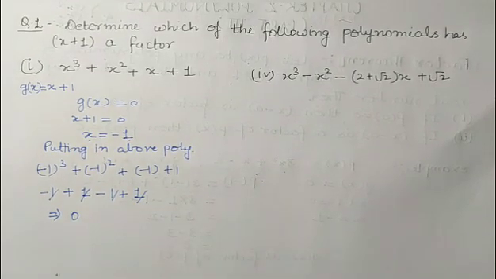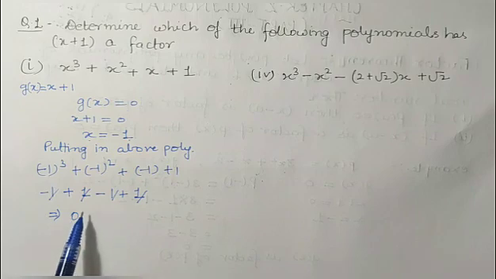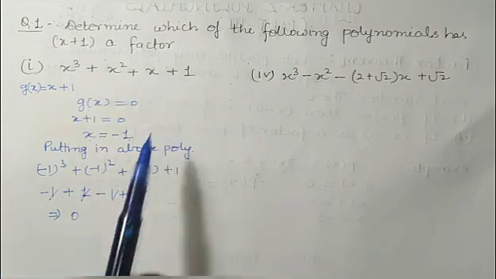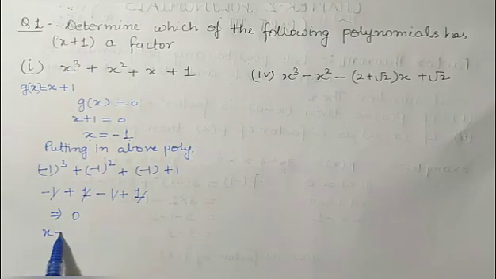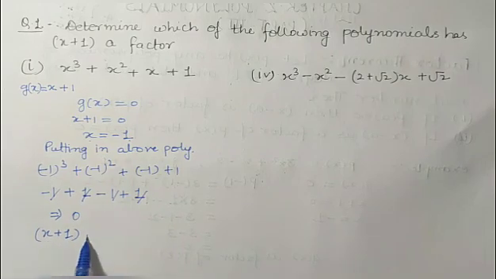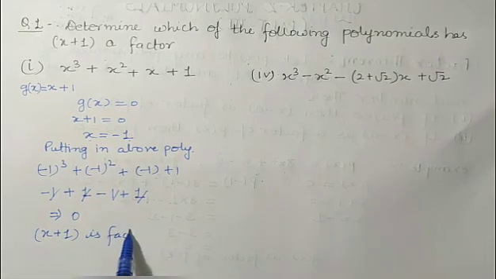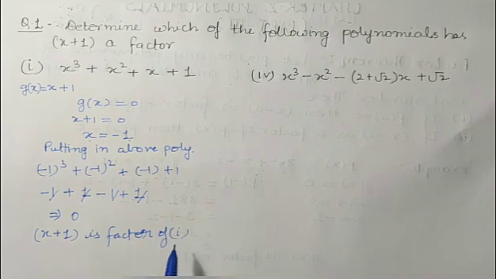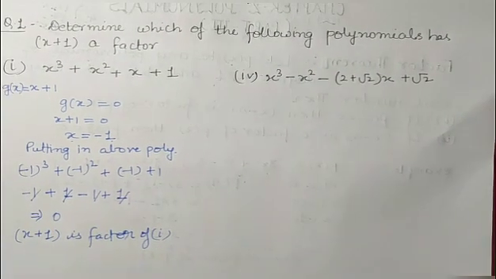So here we can see that the remainder is 0. If the remainder is 0, means x plus 1 will be a factor of this polynomial. So we can say that x plus 1 is a factor of the first polynomial. Okay, now we'll see the fourth part of this question.